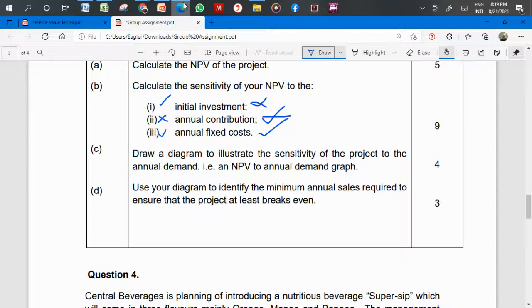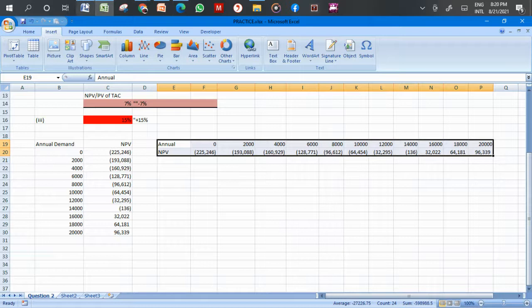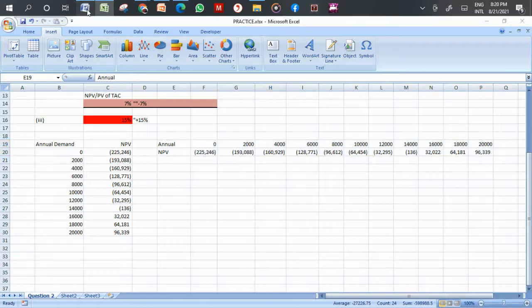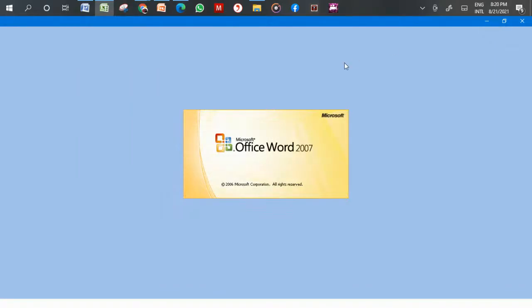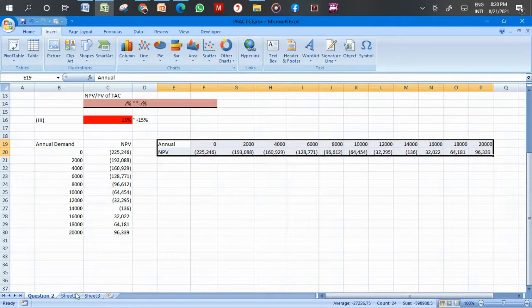Anyway, while it's opening, let's use your diagram to identify the minimum annual sales required to ensure that the project at least breaks even. I want it to be 14,009 units when I was doing these calculations. Let me see. Okay, let's not worry about that one.